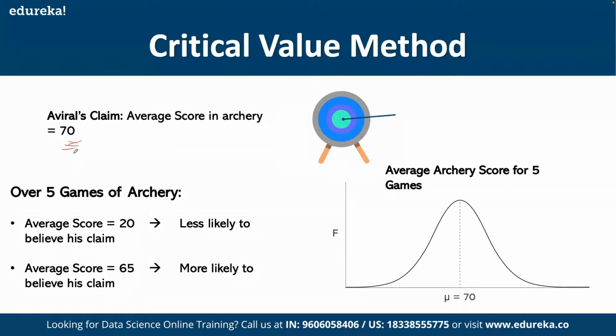Now with the claimed average score as 70, if the average score is 65, then it is more likely to believe the claim, because we have the information that the value is 70, and the 65 that we have got is closer. Hence, it is more likely to believe the claim. So in this example, the mean is 70. And let's suppose my value is 50.